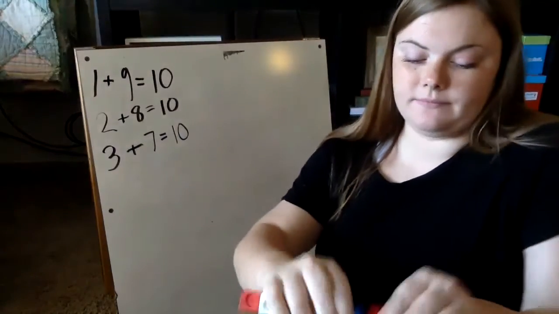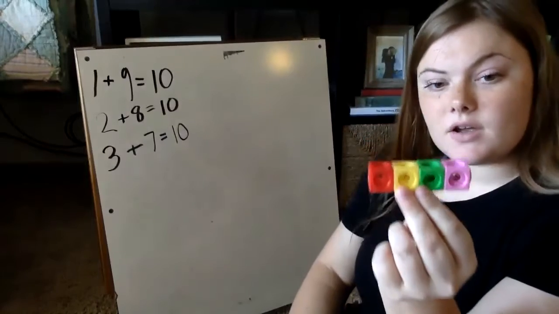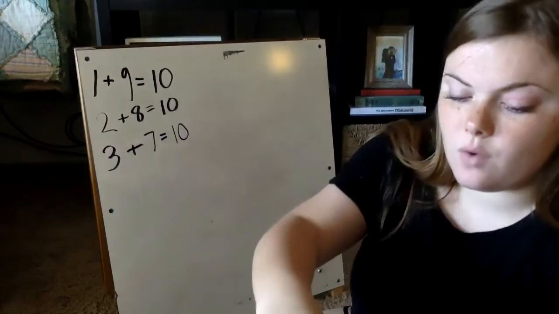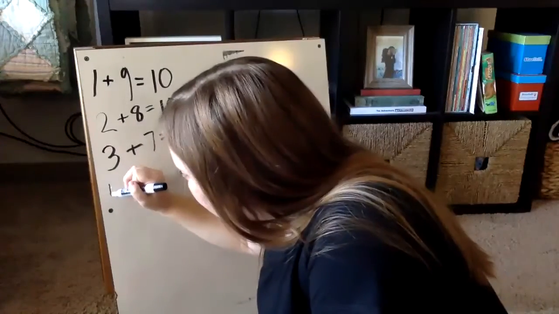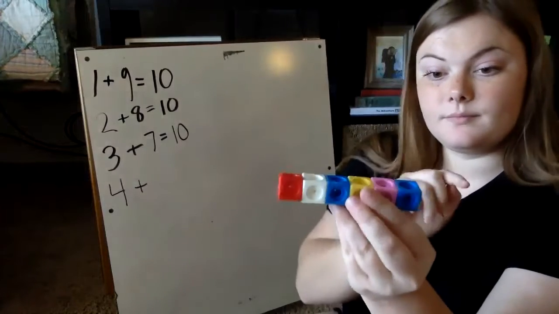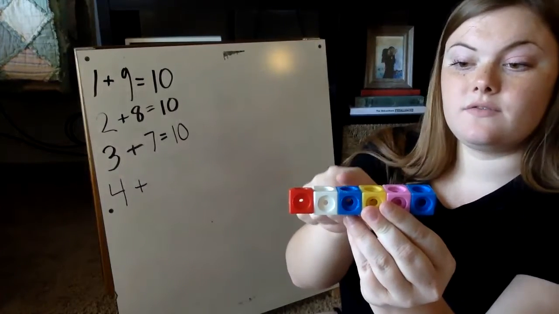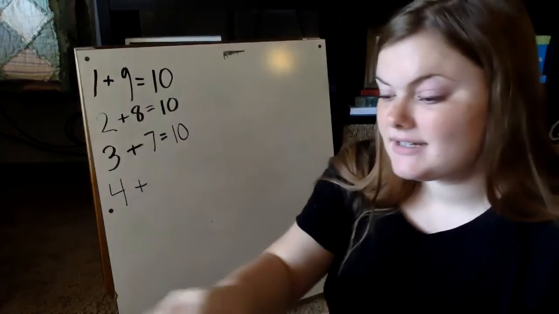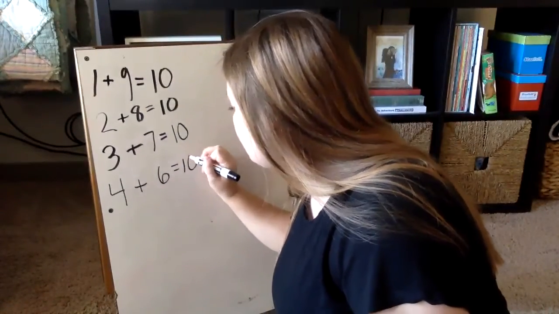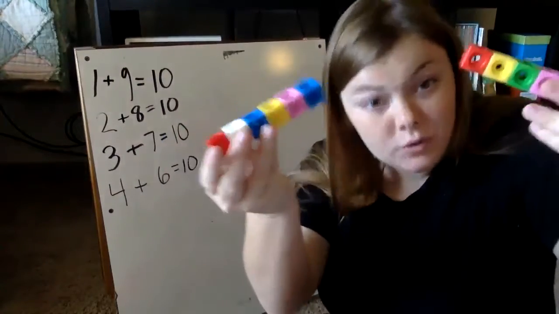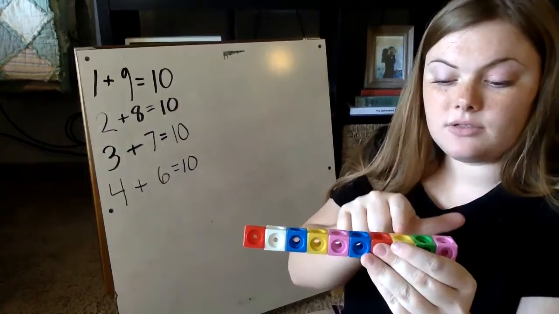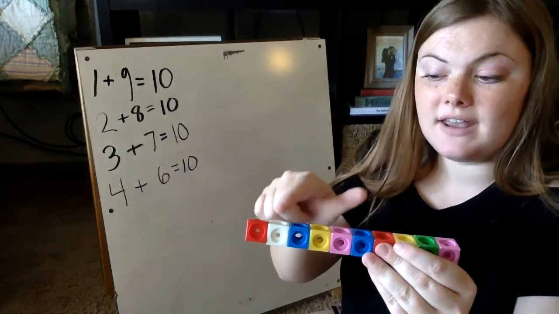Okay, what about this one? How many cubes are in this one? 1, 2, 3, 4. Good job. So 4 plus what? 1, 2, 3, 4, 5, 6. So 6 equals 10, right? It equals 10 because we're working with 10. Let's put them back together and make sure just in case. 1, 2, 3, 4, 5, 6, 7, 8, 9, 10.